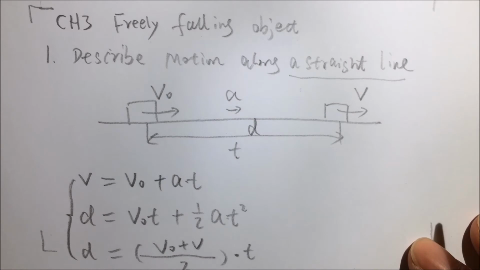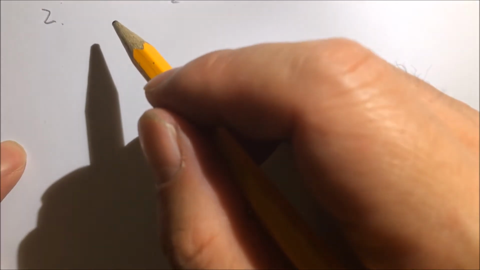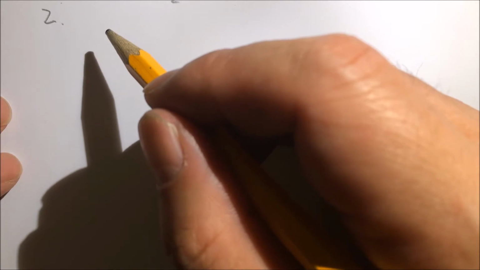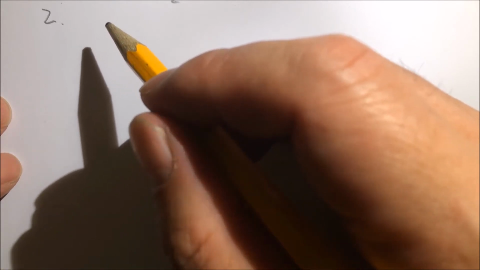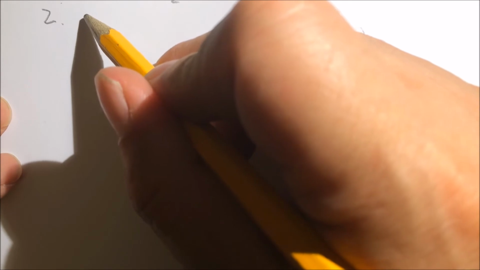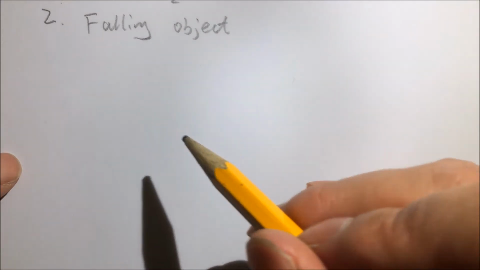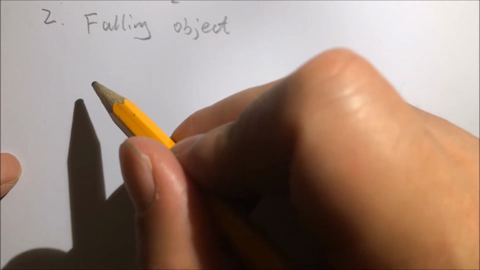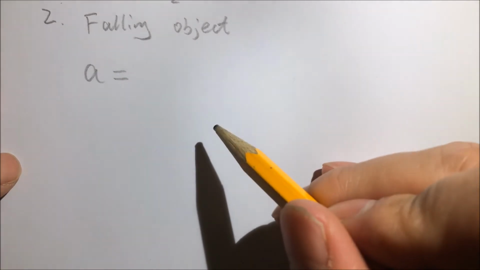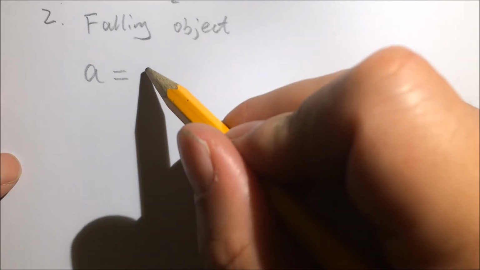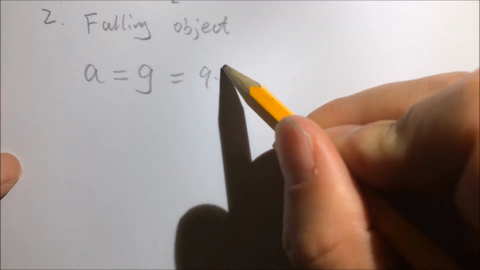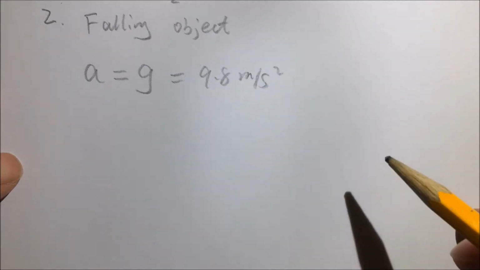Now we come to chapter 3. In chapter 3, we're going to talk about a real case, an object moving along a straight line. That's a freely falling object. So the falling object has acceleration due to gravity. The magnitude, which is the value, is g, that is 9.8 meter per second squared.